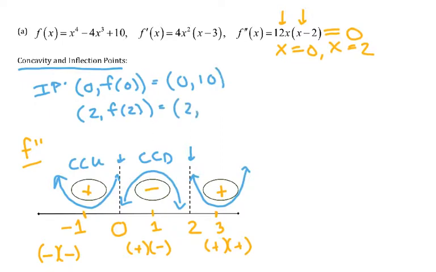is, well, let's just do it up here. 2 to the 4th power is 16 minus 4 times 8, which is 32, plus 10. And this will give me negative 16 plus 10, which is negative 6.